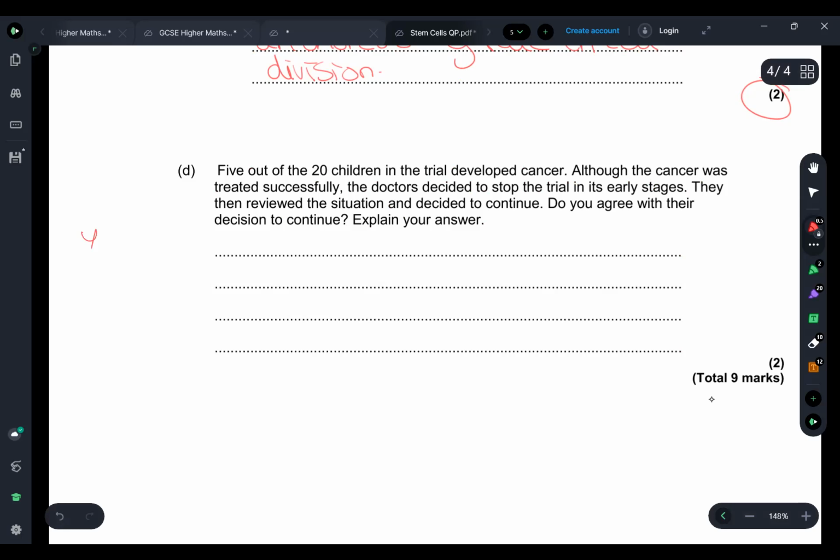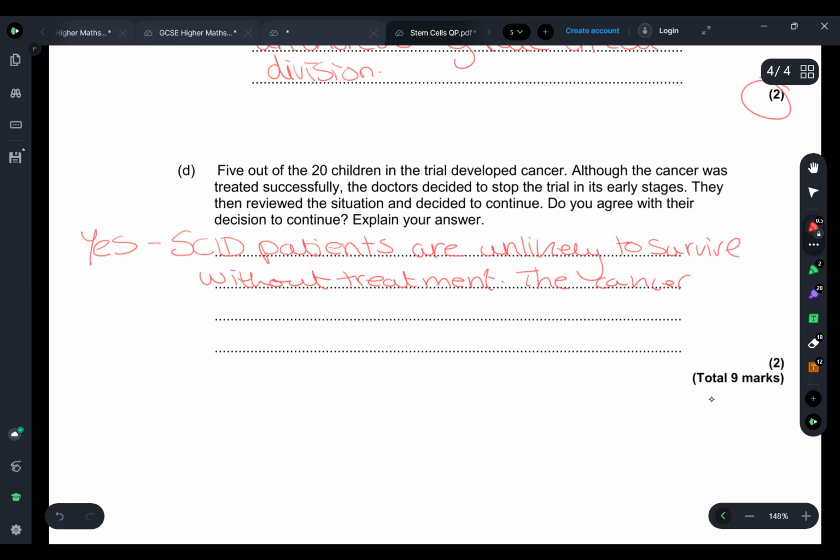So if you said yes, you need to justify why. So yes, because SCID patients are unlikely to survive anyway. They have a poor quality of life unless we treat them. So they're unlikely to survive without treatment. As we saw there, the cancer was treated. The cancer was treatable, and only affected 25%.